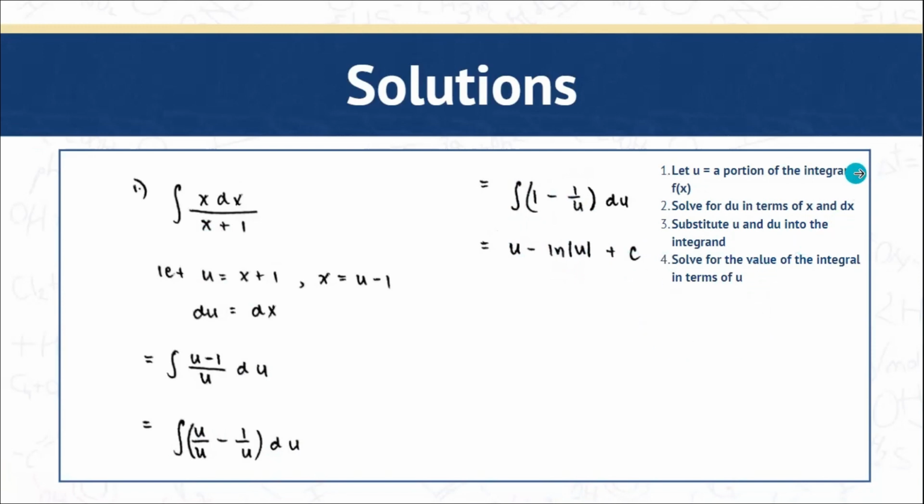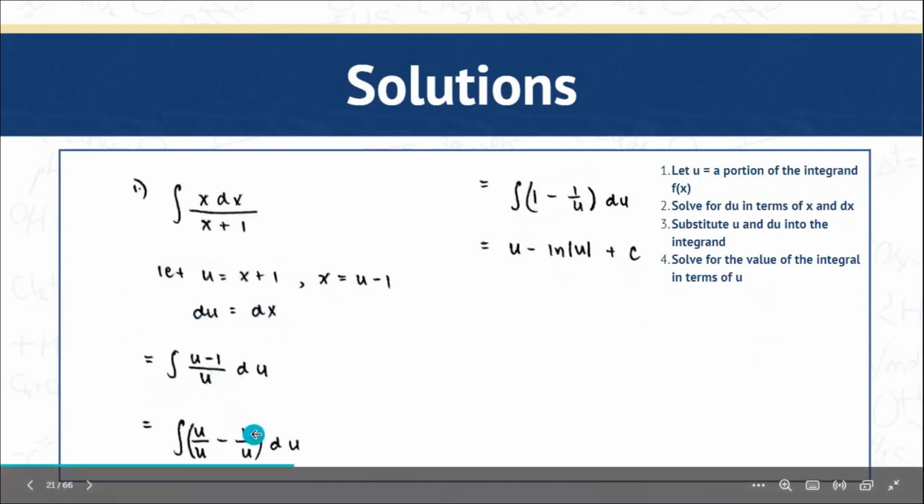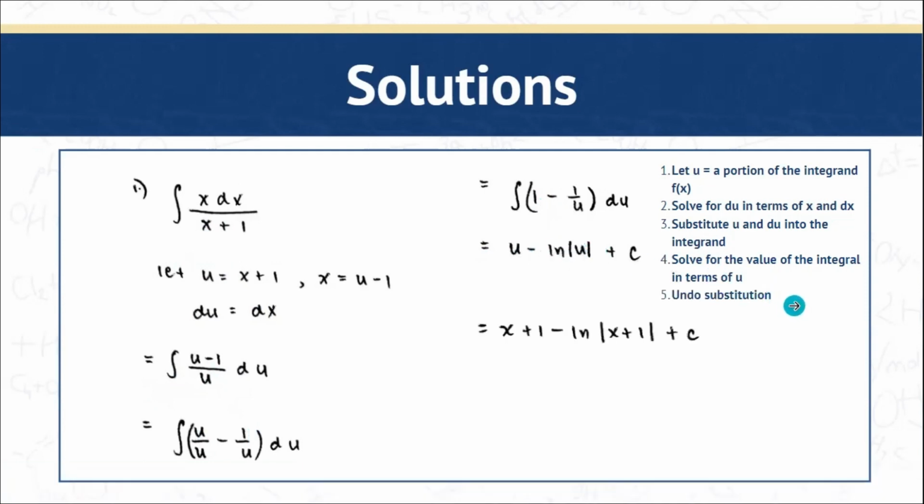So as we can see, we follow the main steps. Let u be a portion of the integrand, and then solve du in terms of x and dx. And then we substitute, and then we solve the integral here in step 4. And then finally, we'll have to undo the substitution.